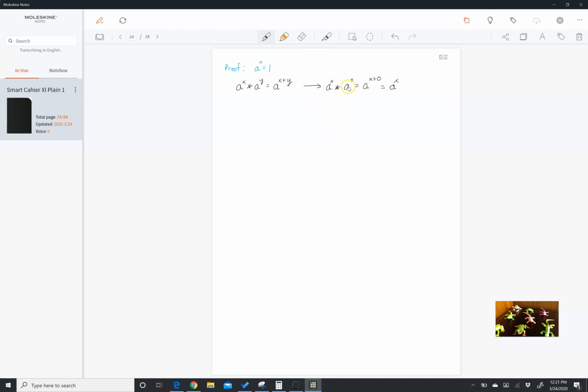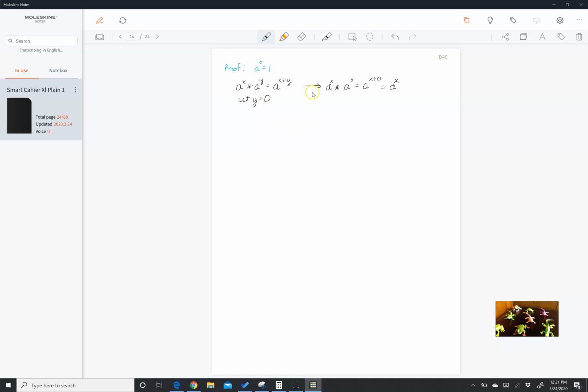So now we're going to take out this middle piece just to see it a little bit more clearly. So we're not changing anything. This is the reason. Okay, we're using this rule. And we're just saying let y equal 0. The reason why we're saying let y equal 0 is because this is what we're trying to prove. We're trying to prove that a to the 0 is equal to 1. So we're just going to plug in a to the 0 and see what happens.